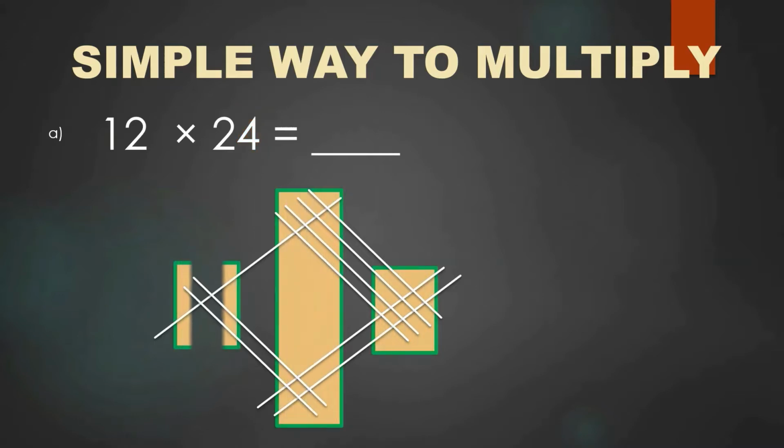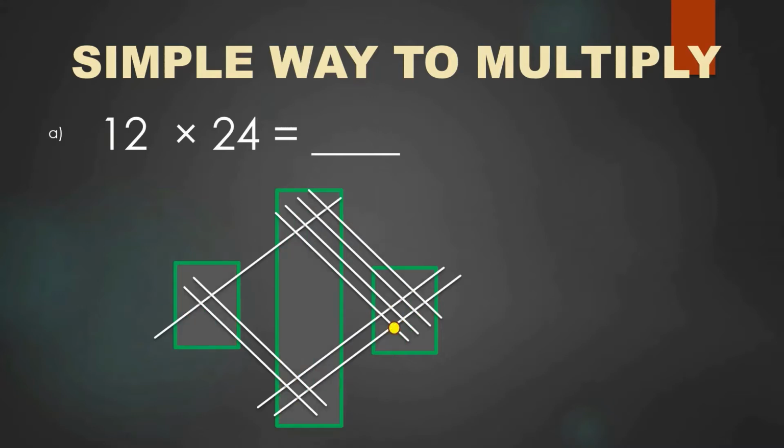Then, count the number of intersections in each group. 8. 8. 2. 12 multiplied by 24 is equal to 288.